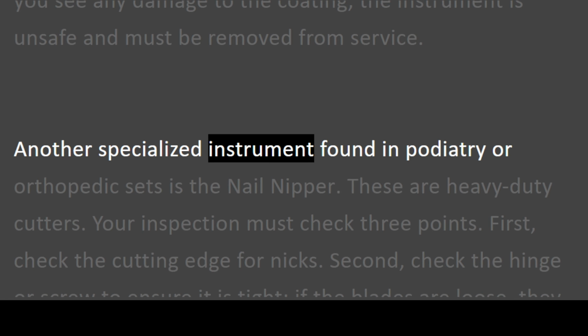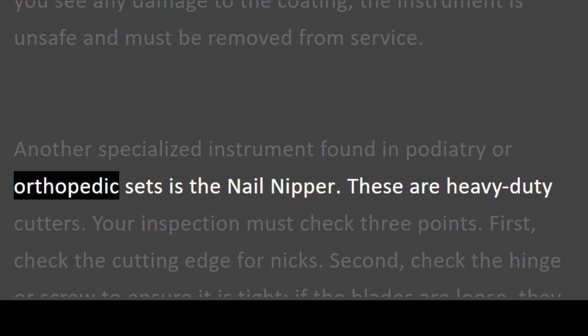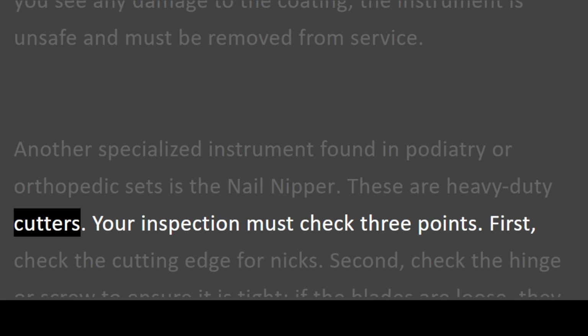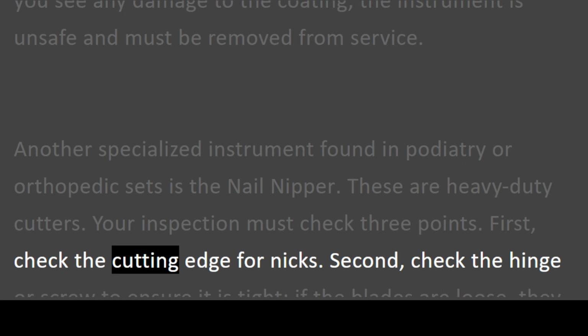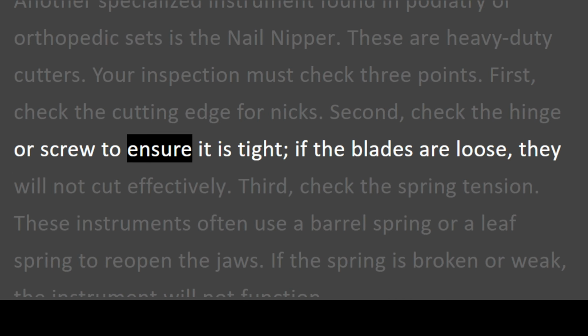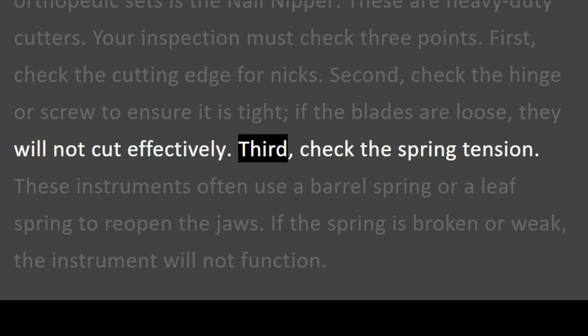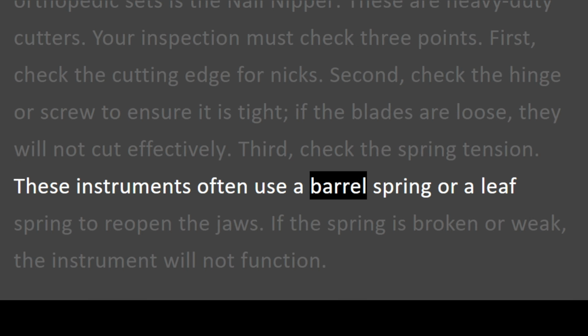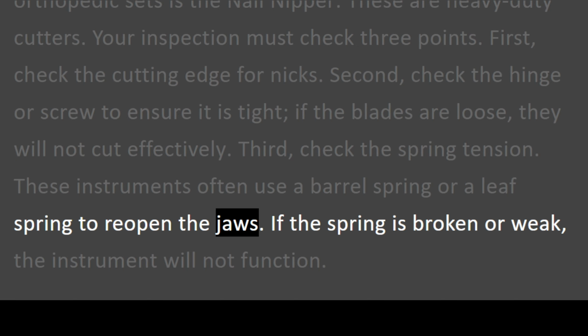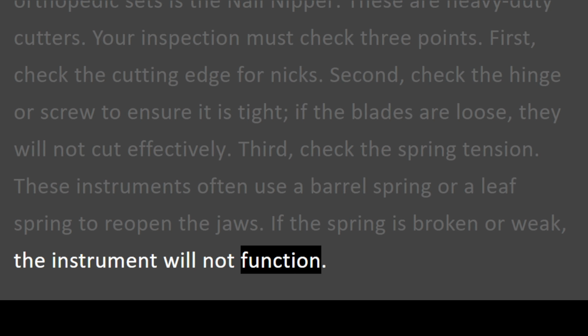Another specialized instrument found in podiatry or orthopedic sets is the nail nipper. These are heavy-duty cutters. Your inspection must check 3 points. First, check the cutting edge for nicks. Second, check the hinge or screw to ensure it is tight. If the blades are loose, they will not cut effectively. Third, check the spring tension. These instruments often use a barrel spring or a leaf spring to reopen the jaws. If the spring is broken or weak, the instrument will not function.